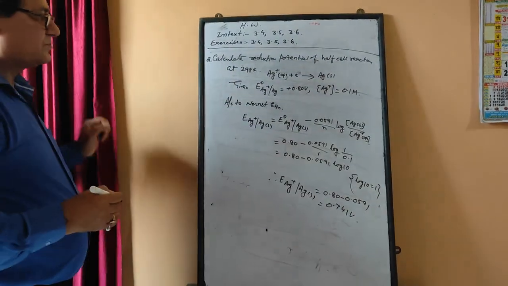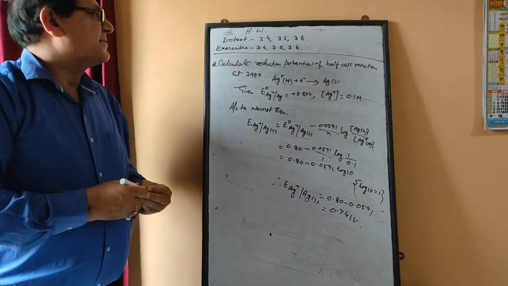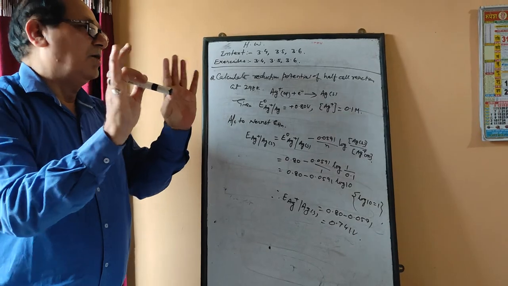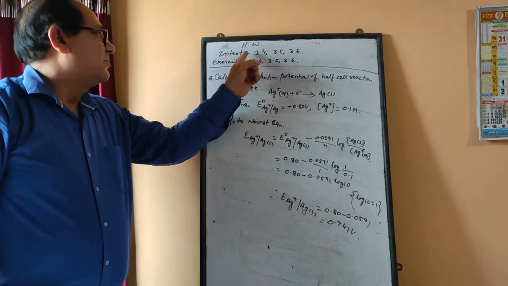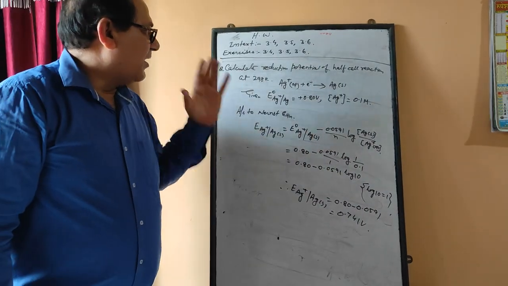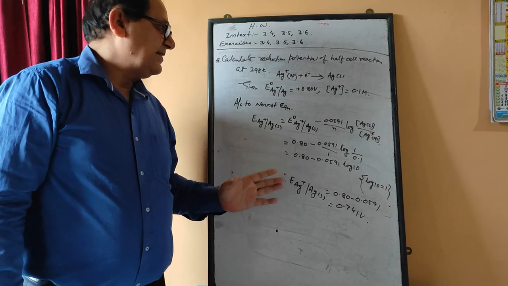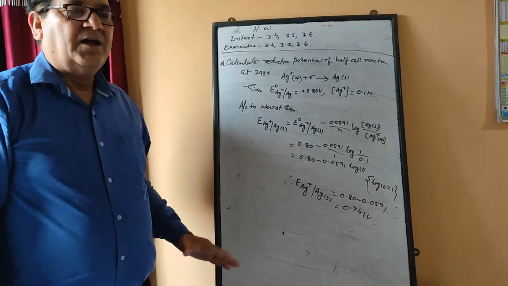That gives the value 0.741. So this is one example only, and in the next class all students are required to solve these problems. In the next class we will only discuss numericals based on the Nernst equation, Kc, delta G naught and all. Thank you.